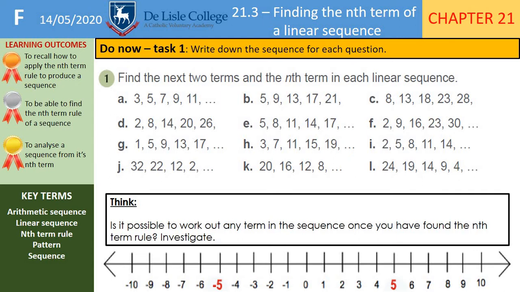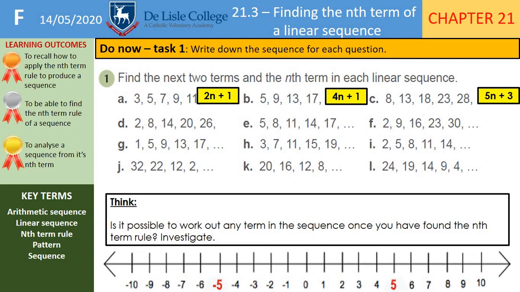Right, good. I would expect us all to get the next 2 terms easily. So for A, you should have 13 and 15, and the nth term rule is 2n plus 1. For B, the next 2 terms are 25 and 29. You should have 4n plus 1. For C, you should have 33 and 38, and it's 5n plus 3.